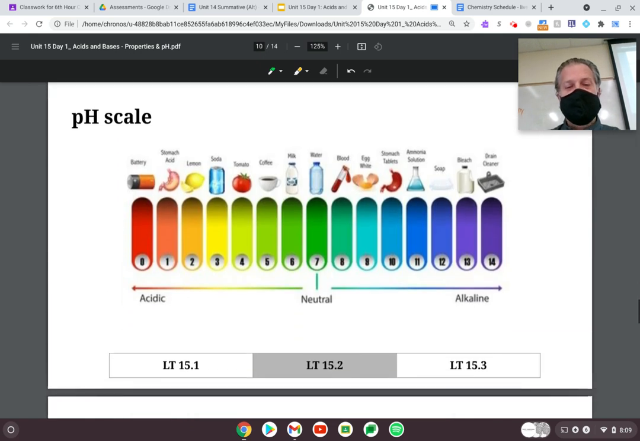So what's the pH scale? Here's a pH scale with some common things that you might come across. Things that are acidic, 0 to 6, are things like batteries, stomach acid, lemon, soda, tomatoes, coffee, and milk. Things that are basic are things like your blood, egg whites, or stomach tablets.